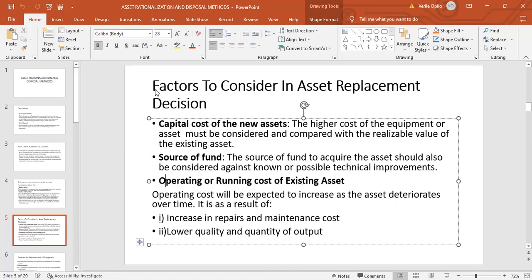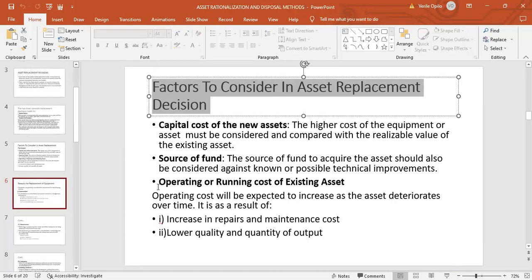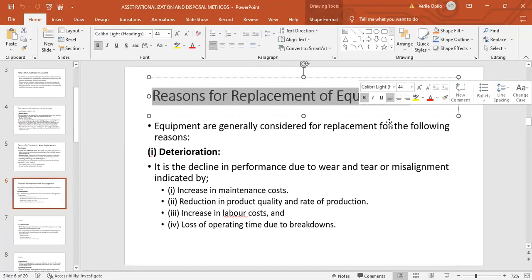So those are some of the factors that you would consider in asset replacement decisions. Then we look at the reasons for replacement of assets in the company. Aside from the factors we have looked at, for example, you have looked at the quantity produced by the machine and the quality of the products produced by the machine, and you realize that the quantity and quality have reduced. Then you have a lot of maintenance costs that you are incurring. You see that these factors exist, and you also realize that replacing the asset is going to result in lower costs for the business in the long term. So you decide to replace that asset.